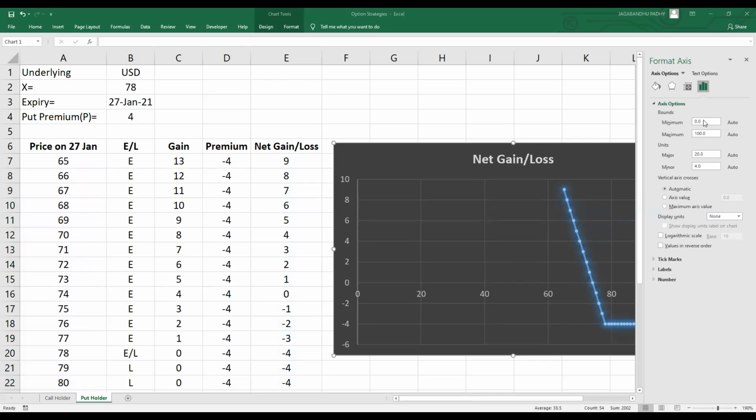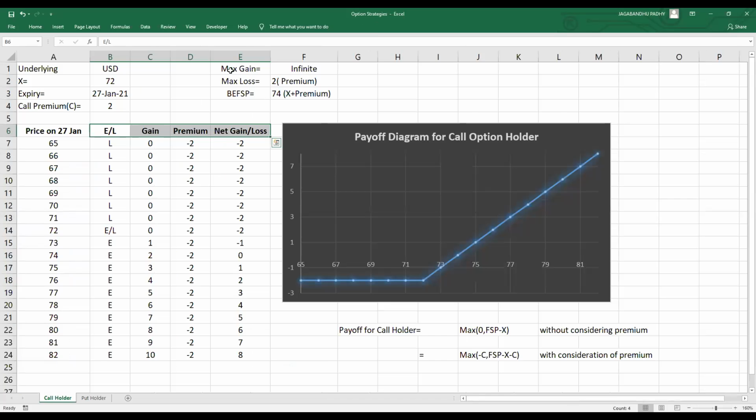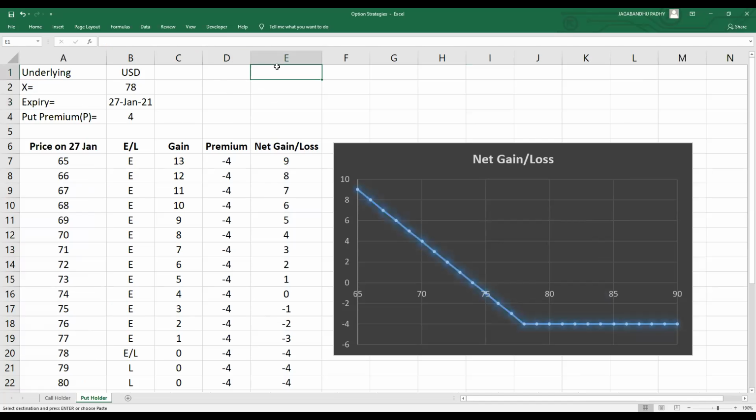Just keep the prices as starting from 65, maybe 90. Okay, fair enough. This should be your diagram. Now over here, I need to look at these three same things.